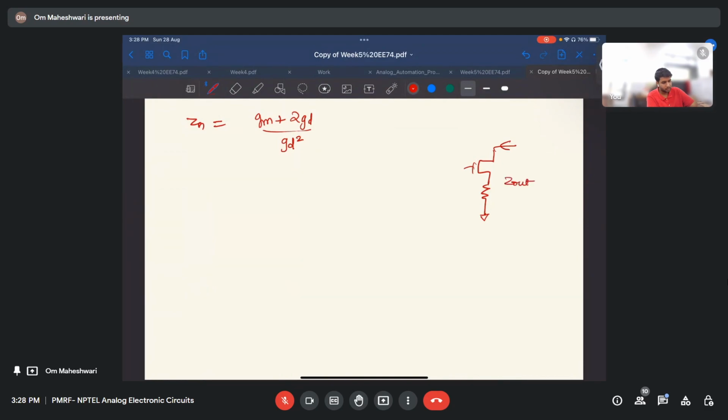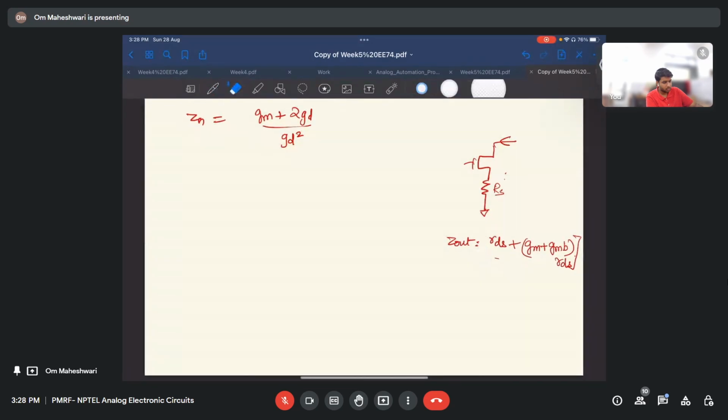Can you repeat? RDS plus the intrinsic gain of the MOSFET, GM plus GMB, times RDS, into RS. No, not whole. GM plus GMB into RDS, the intrinsic gain, is multiplied with RS.